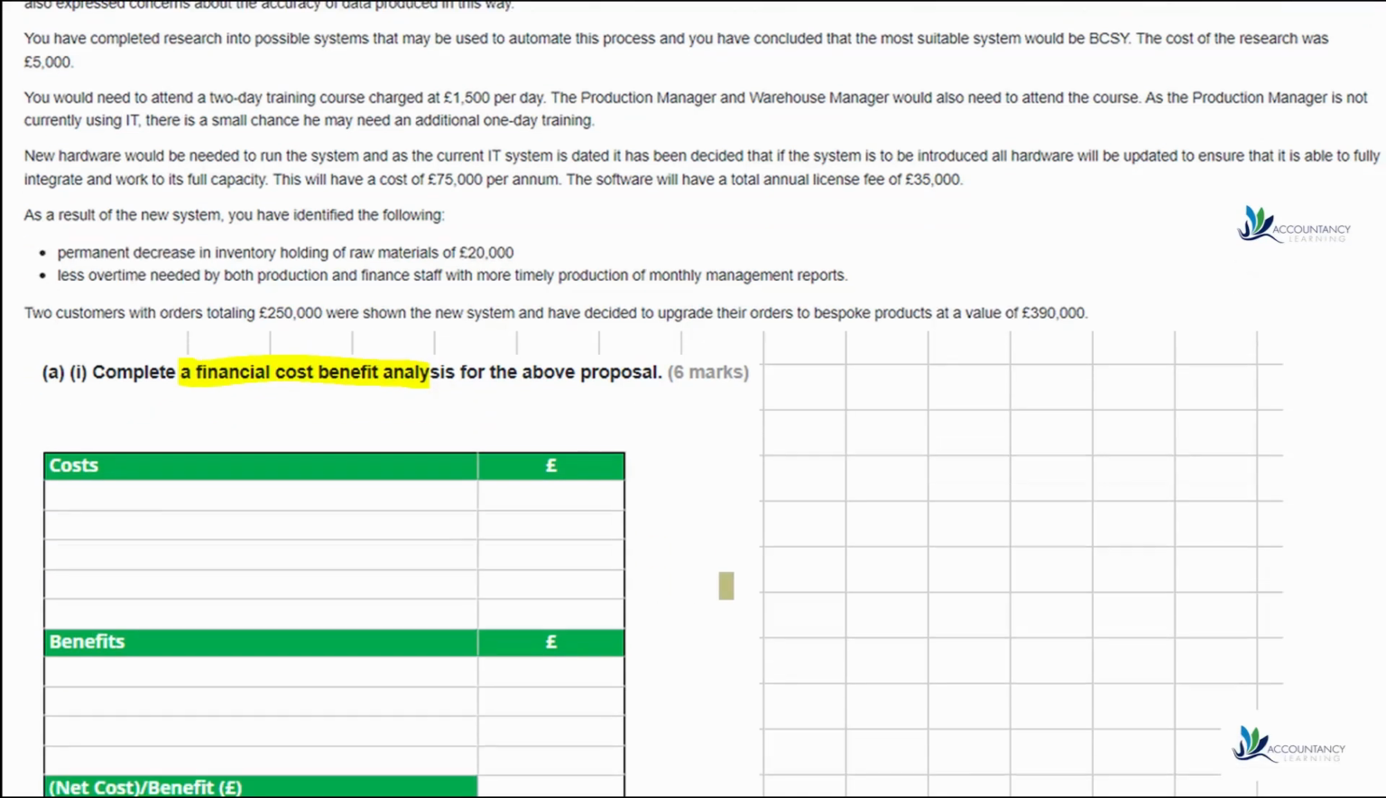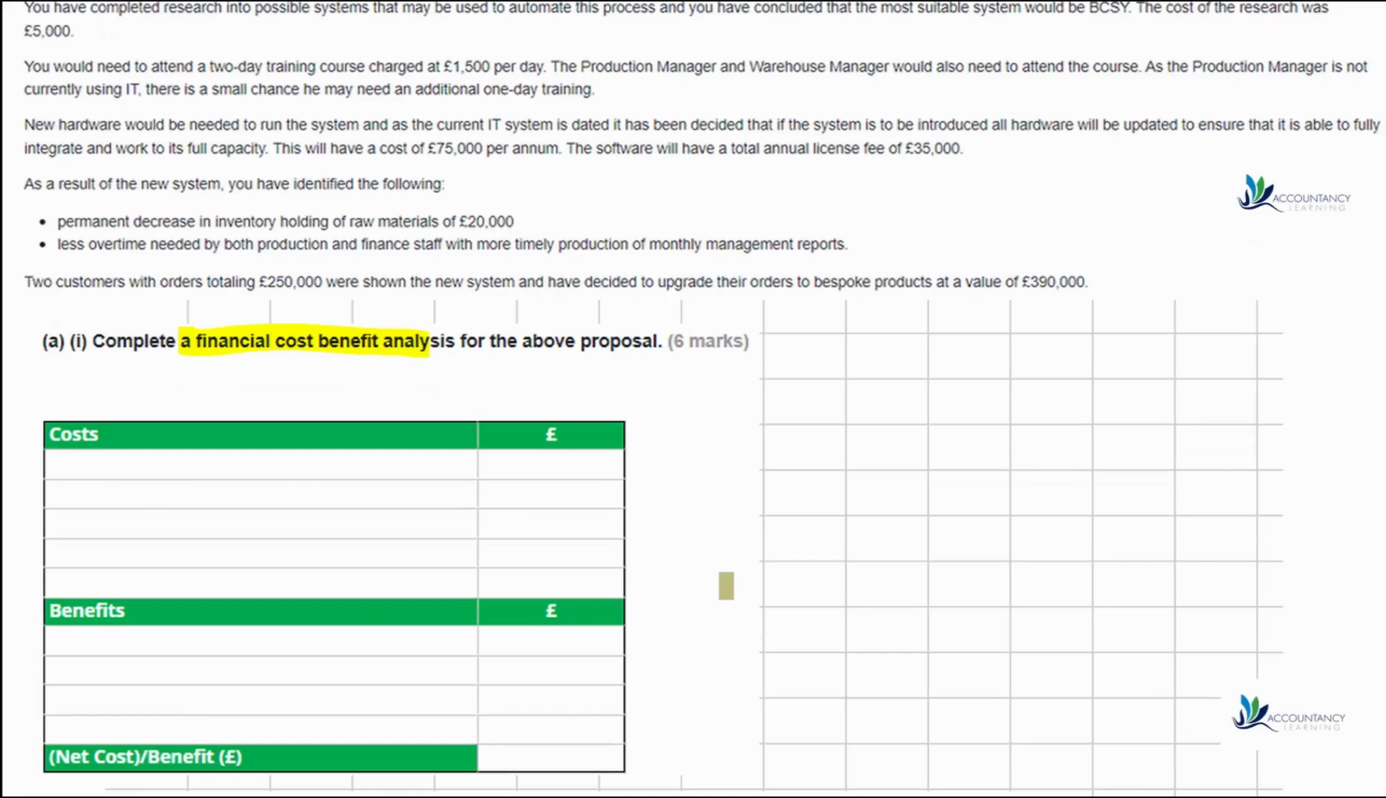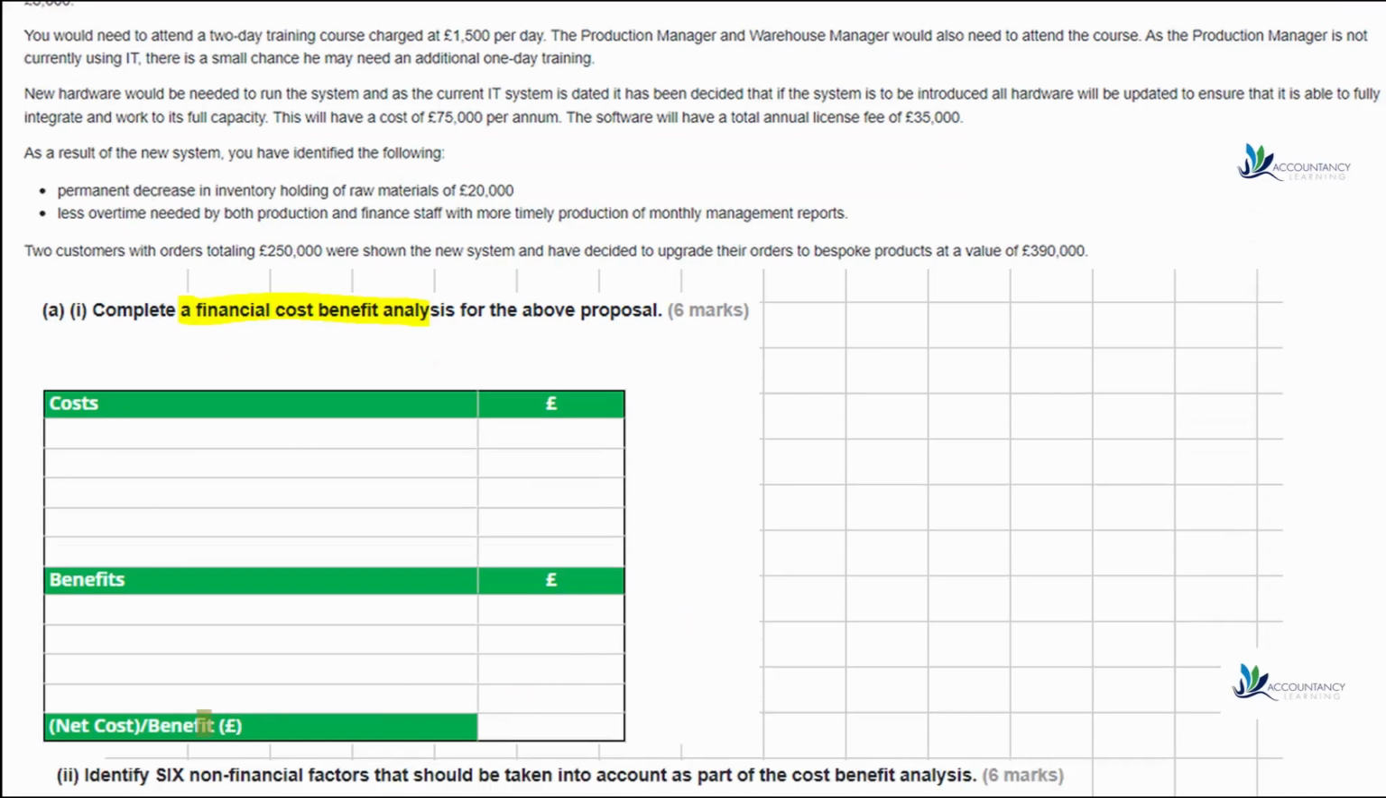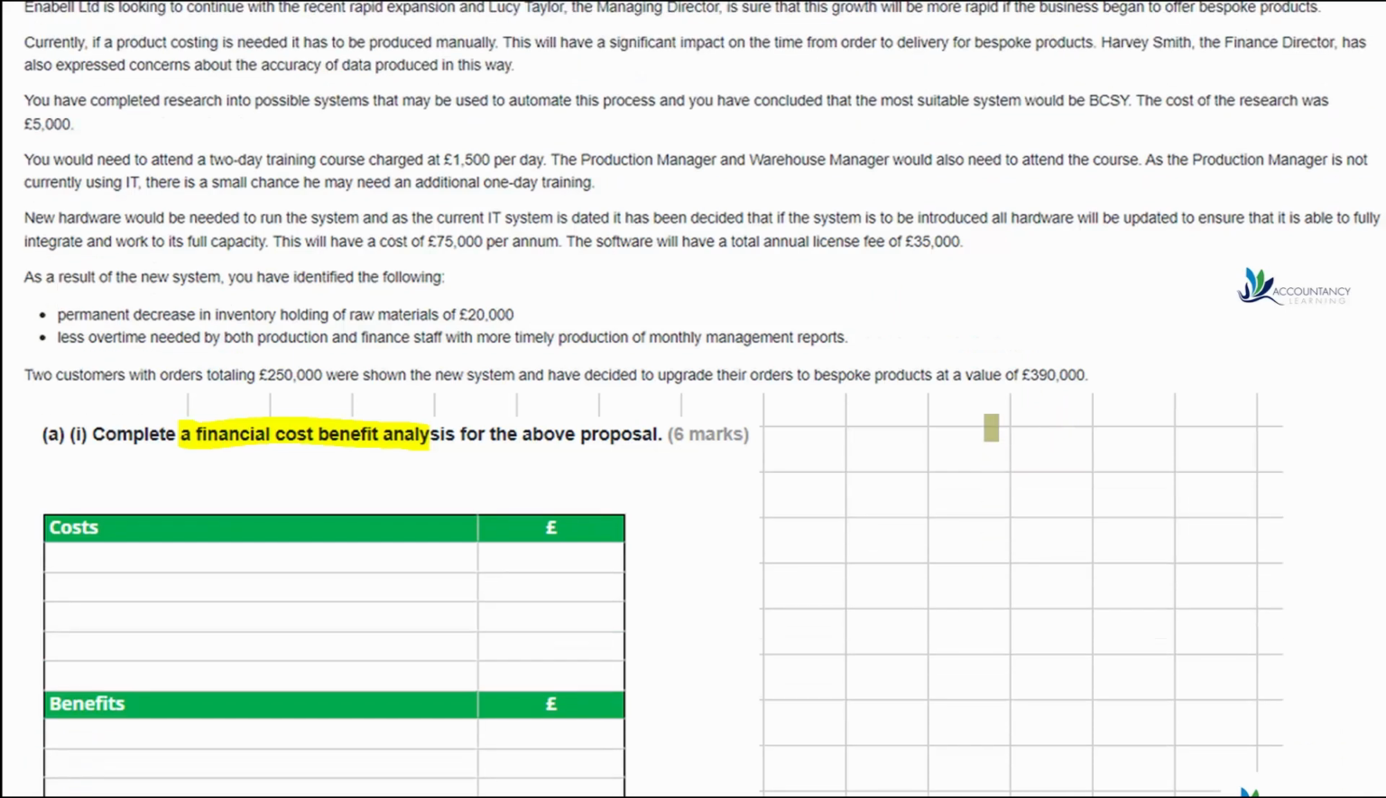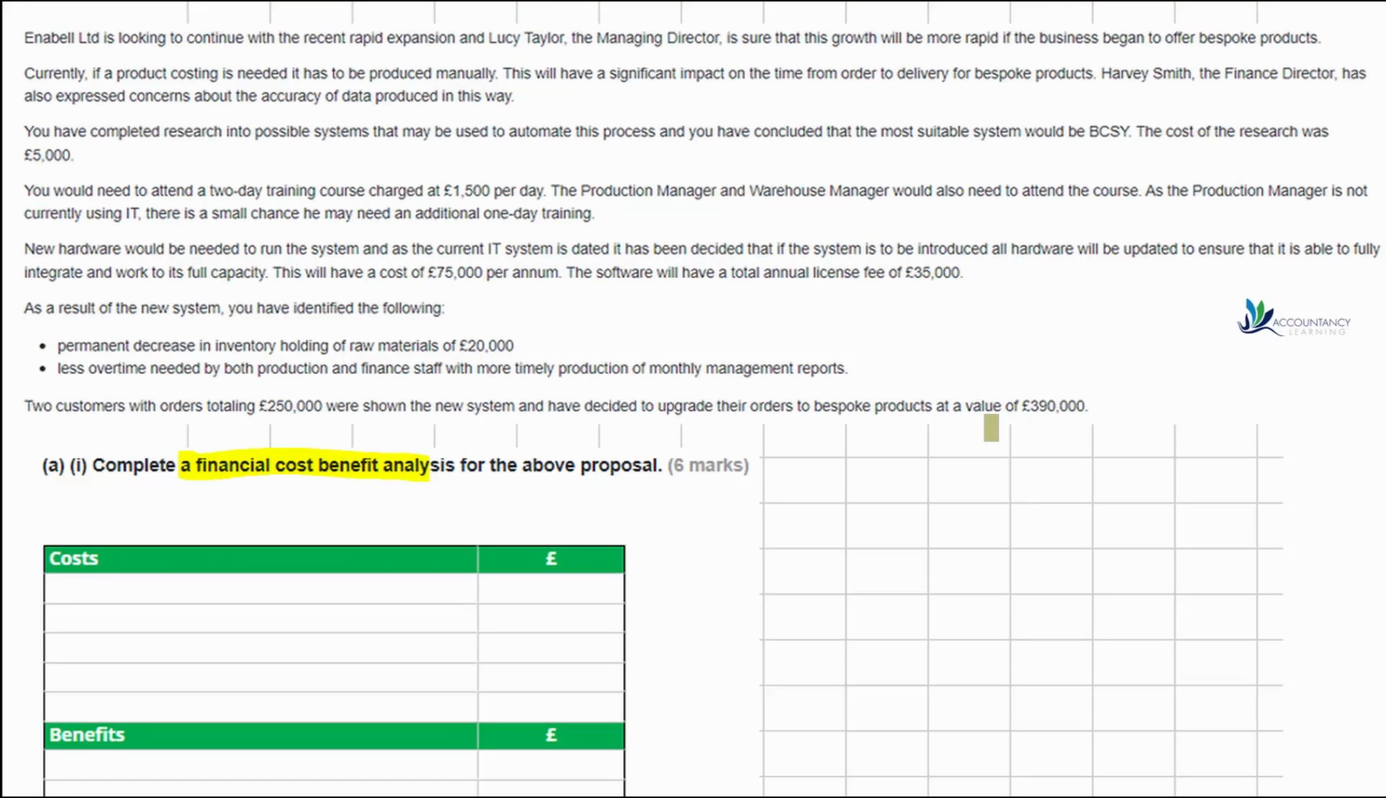So we're provided with the table there where we put the costs and the benefits, and then at the bottom we're going to enter a negative number if there's a net cost or a positive number if there is a net benefit overall. So what we need to do then is, as we go through the information, identify what are the costs and what are the benefits.